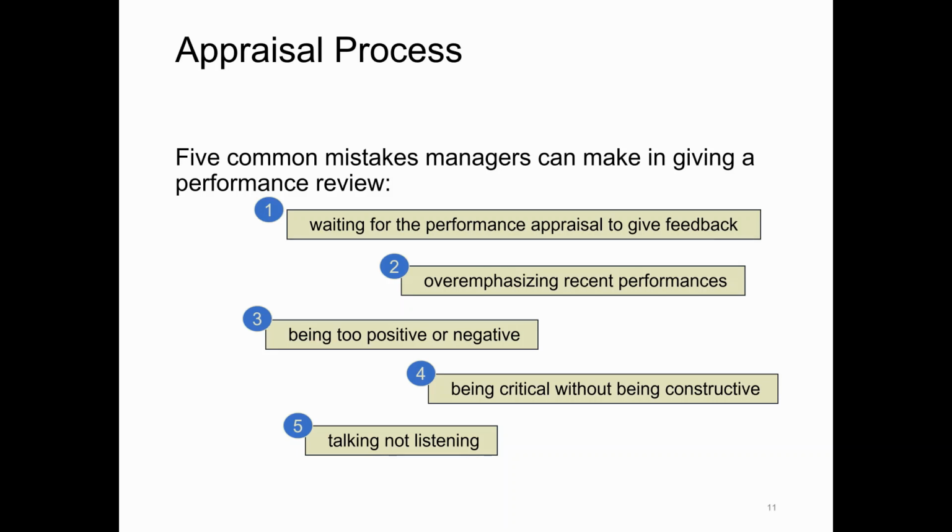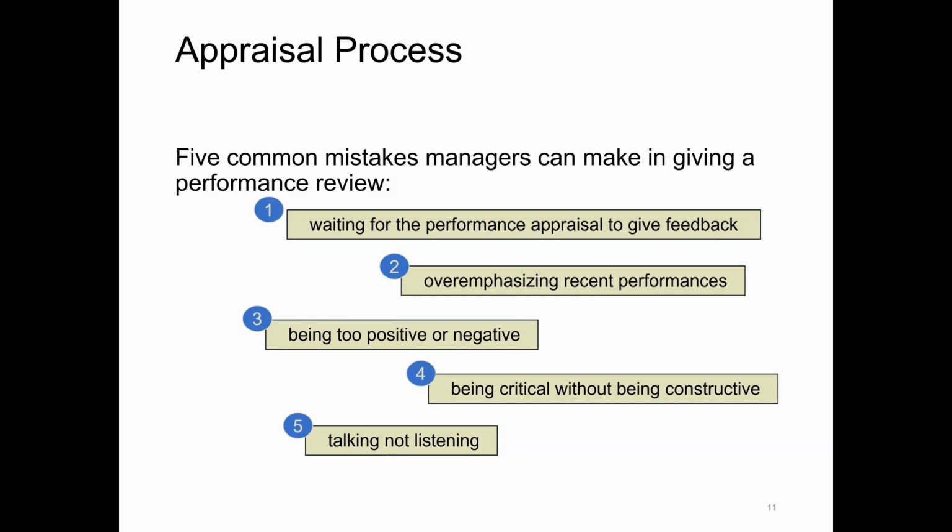Number three, being too positive or too negative. This is also really important in performance evaluation, because being too positive means you are trying to undermine all the bad things that the employee has done, and being too negative means you are undermining all the positives the employee has. So the performance evaluation should be transparent and discussed with the employees in a way that is understandable to them, so that they can relate to that evaluation.